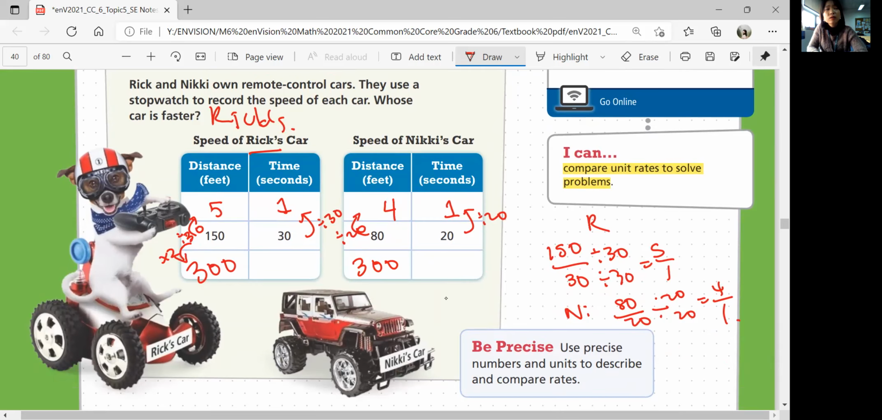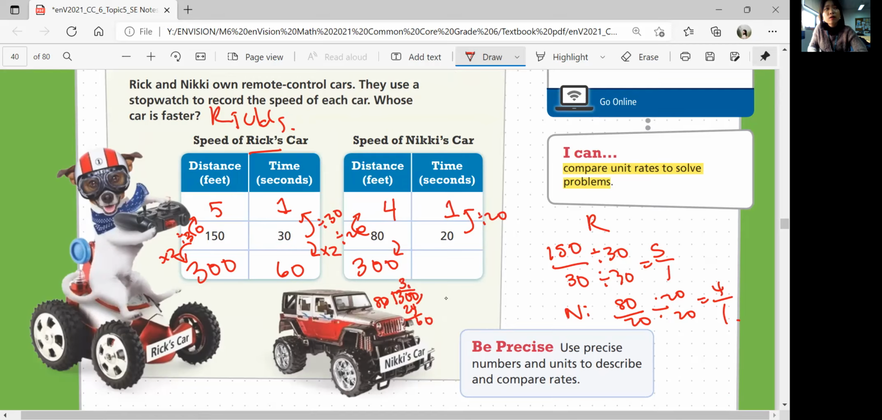150 times 2 is 300. 30 times 2 would be 60 seconds. 80 times what is 300? If you don't know the exact whole number, you might want to divide 300 by 80. And that's going to be like dividing 30 by 8. And so 3 times 8 is 24.